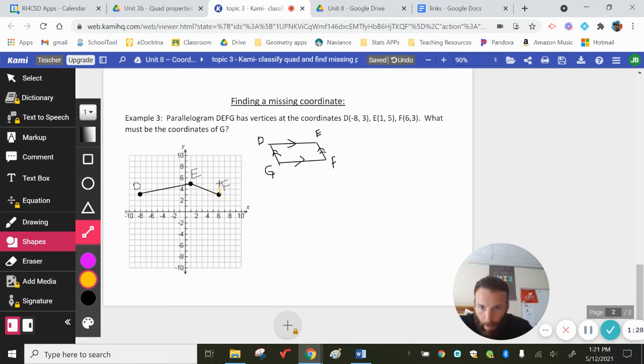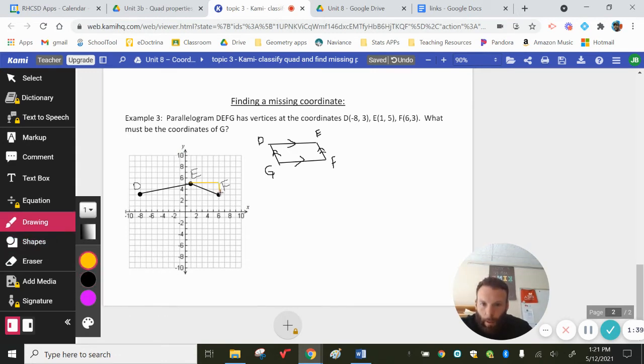But see, what I'm going to do is count how far up I have to go and how far to the right I have to go to get from point F to point E. So that distance is I have to go 2 up and to the left 1, 2, 3, 4, 5. So I go up 2 and left 5 to get from F to E.